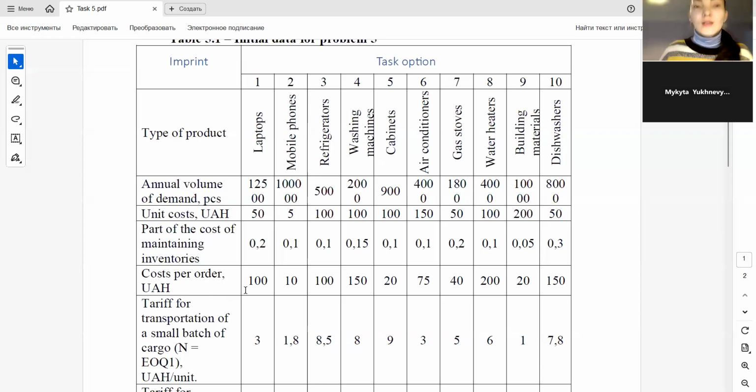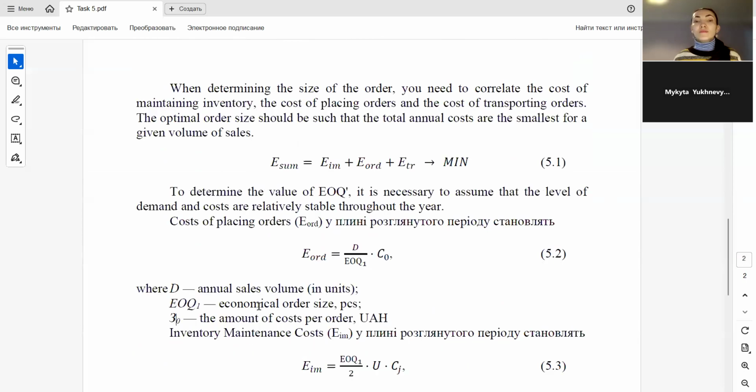If for first variant, for example, it is 100. For second variant, it is 10. For third variant, it is 100. So please find this information about this cost per order in this table. Okay, we come back to our formula.